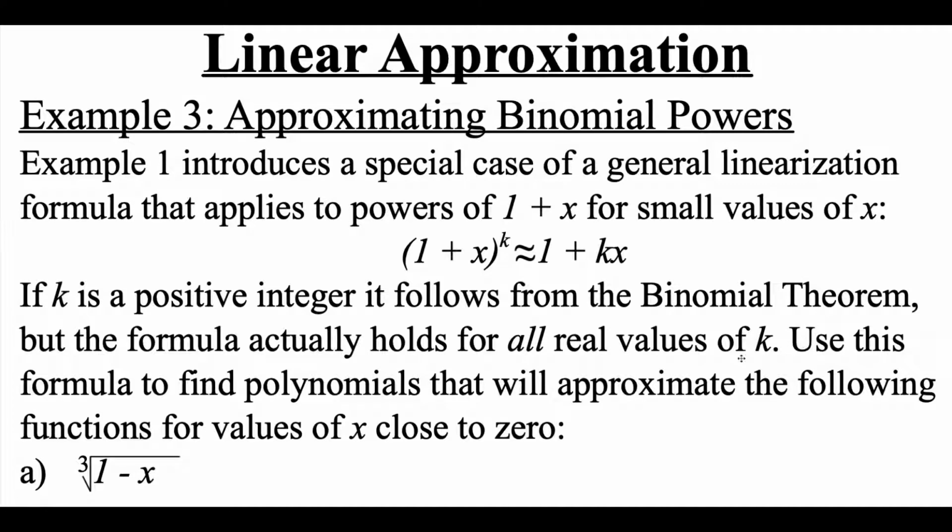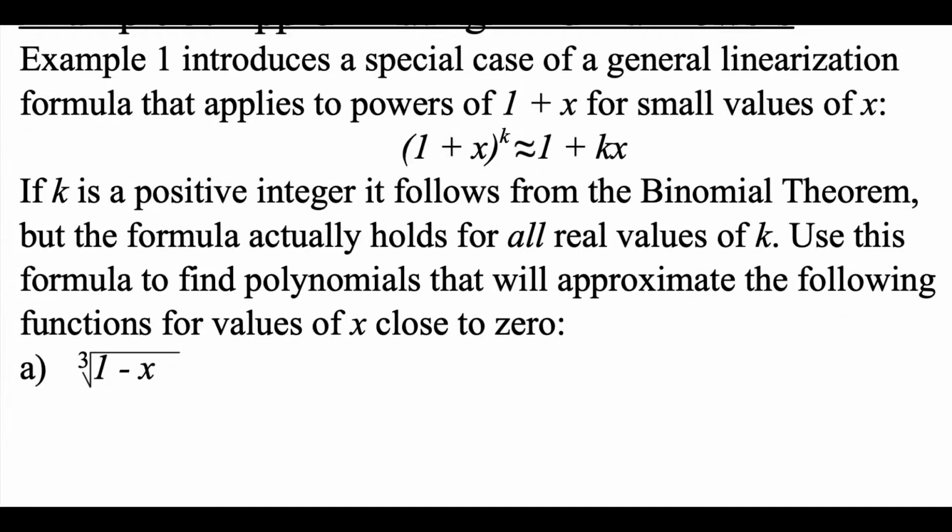So we're going to use this formula to find polynomials that will approximate the following functions for some values of x that are really close to 0. The first one that we're going to look at is the cube root of 1 minus x. Now we said that this formula was going to work for powers of k on this 1 plus x. So what we're going to have to do is rewrite this cube root as a power. And a cube root is the same thing as a 1/3 power. So we can write this as 1 minus x to the 1/3 power.